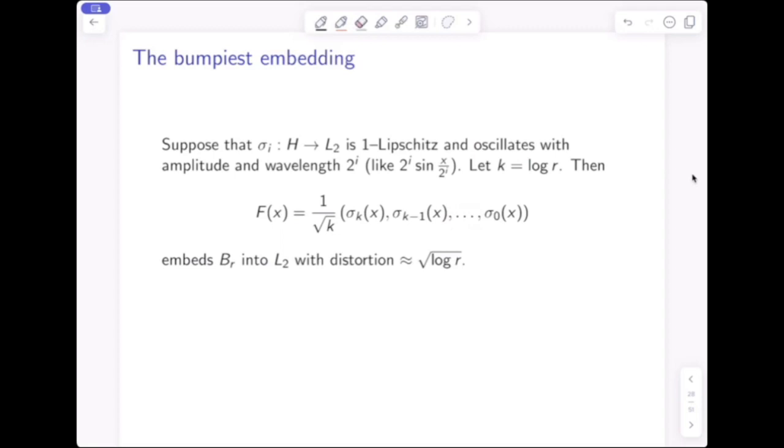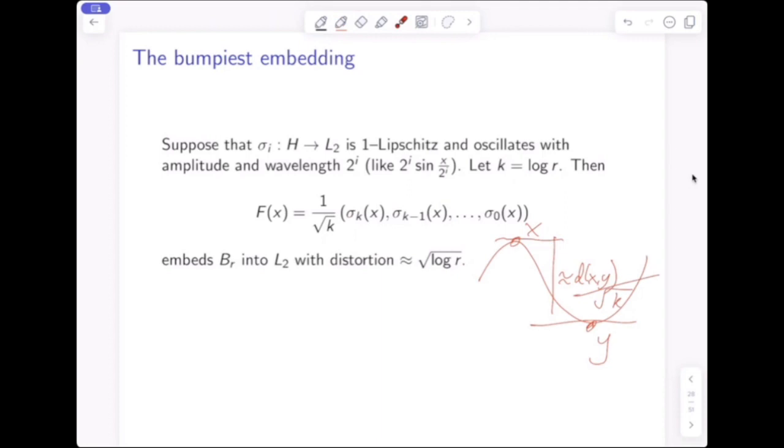And so for that x and y, you can find one coordinate where x is at the top of your wave and y is at the bottom of your wave. You can find one coordinate where the distance between f of x and f of y is on the order of the distance between x and y. The only issue is that because of this rescaling factor here, you have to divide by root k. You have to divide by root log r. And so that's where your distortion comes from.